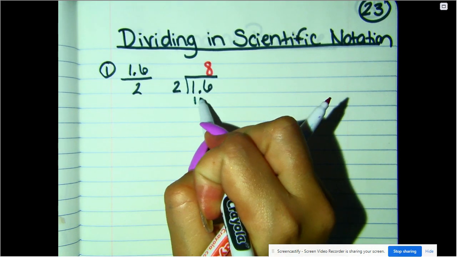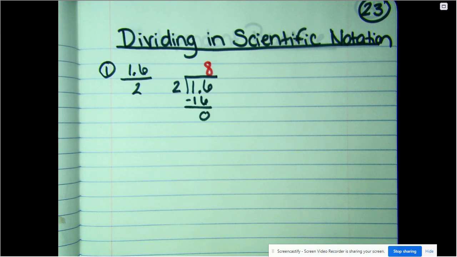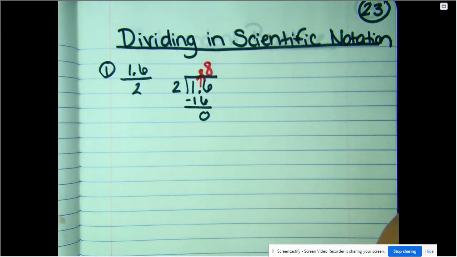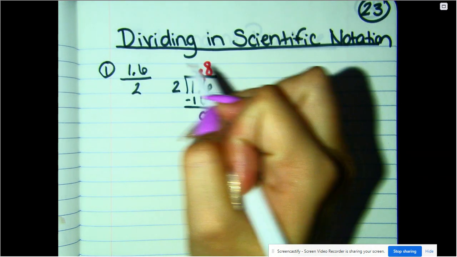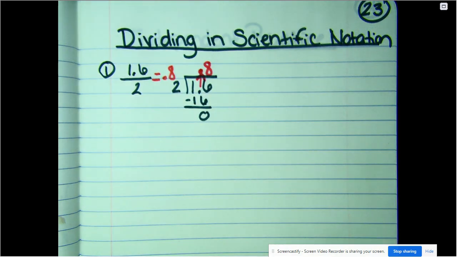And if we do 2 times 8, we get 16, and my remainder would be 0. Now we're going to bring up my decimal point. So my answer is 0.8, or 8/10 with a TH.